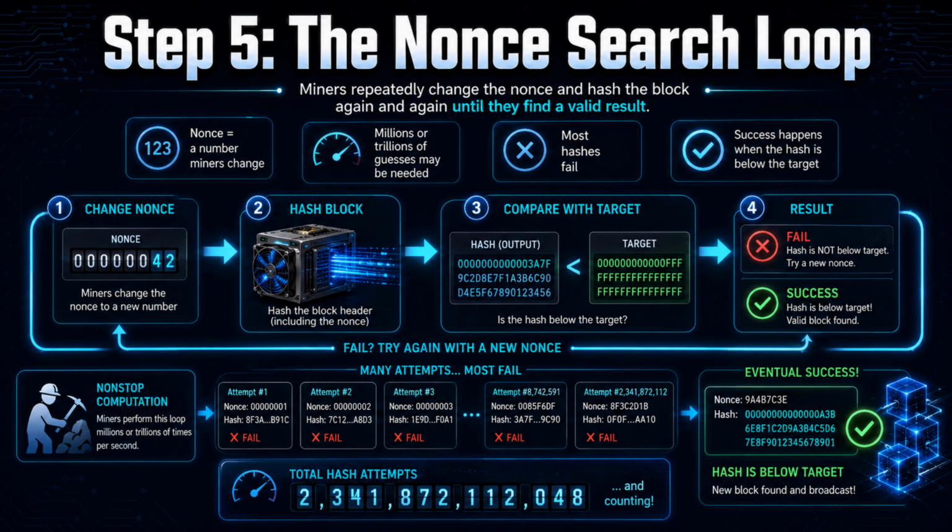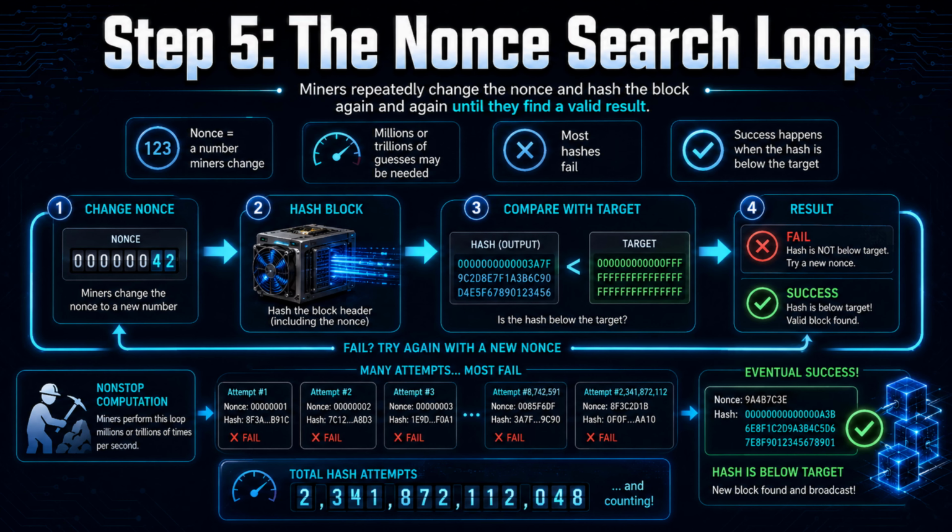The nonce search loop is the repetitive process miners use to search for a valid block hash. The nonce is a field inside the block header. It is usually a 32-bit number that miners can change. The miner begins with one nonce value and hashes the block header. It then compares the resulting hash with the current network target. When the hash is higher than the target, the attempt fails. The miner increases or changes the nonce, hashes the block header again, and produces another completely different result.